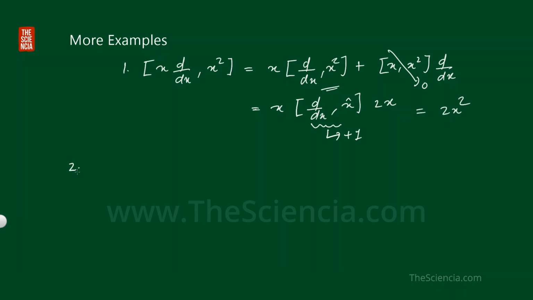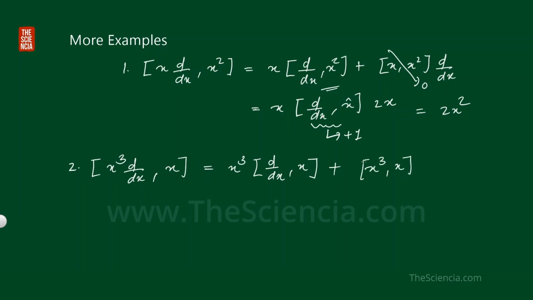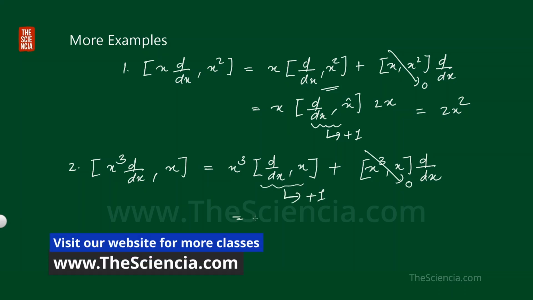Another example: x³ d/dx comma x. Again we have to expand this one, that is x³ into [d/dx, x] plus [x³, x] d/dx. Here also this term definitely will be equal to 0 and we have to evaluate this term. And this term we know is equal to plus 1, right? So the solution is equal to x³.